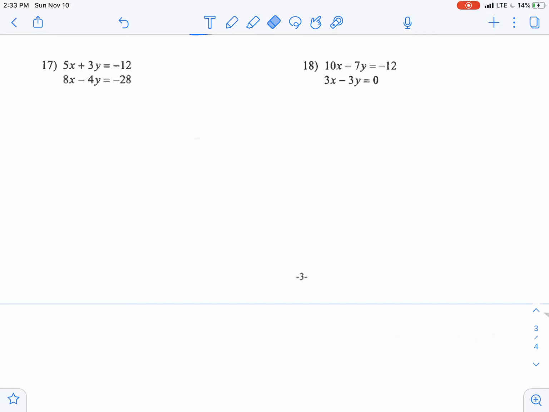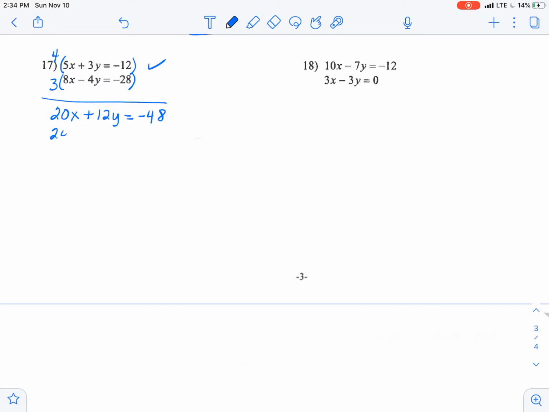Okay, so with that decision made, I'm going to multiply this one by 4 and this all by 3. Now again, watch what happens. When I distribute that 4, I get 20x plus 12y equals a negative 48. Okay, that's this equation. Now I'm going to do the next one, and I'm going to multiply by 3.